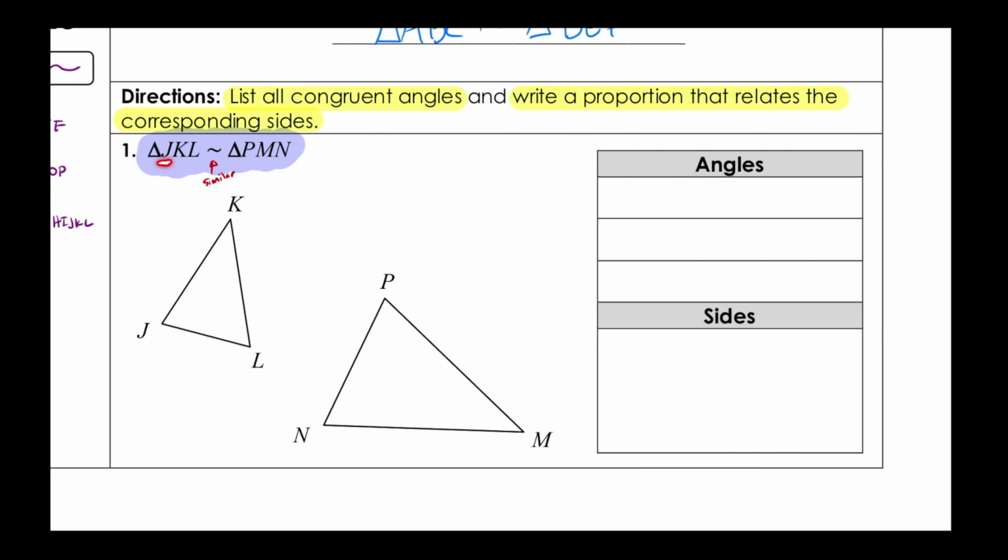So what's the first letter here? J. What's the first letter here? P. So guess what? Angle J is congruent to angle P. Okay, we're looking at angles first. Angles first.